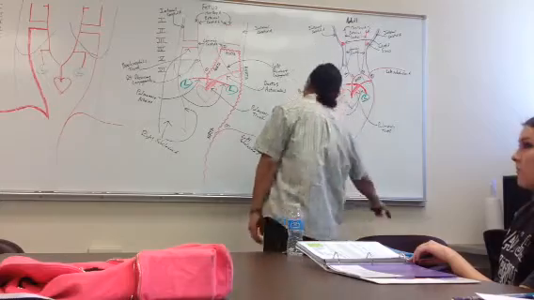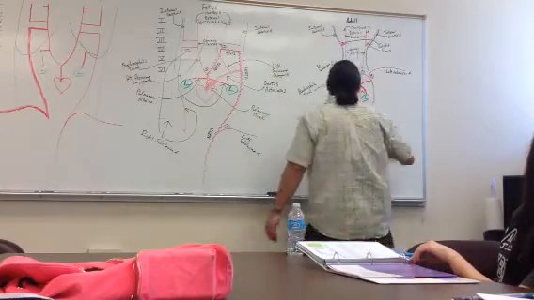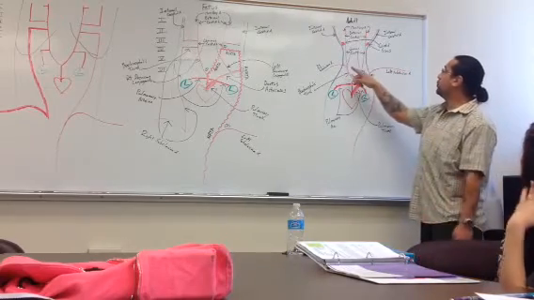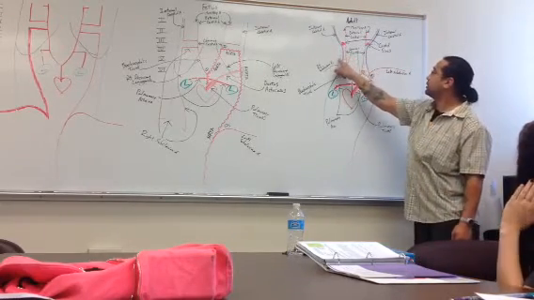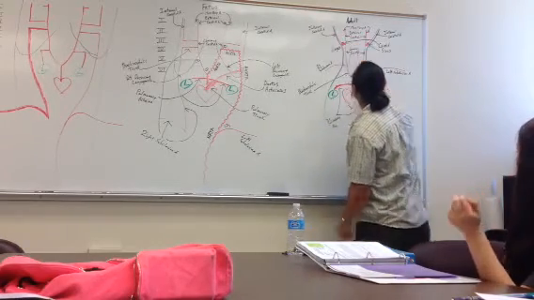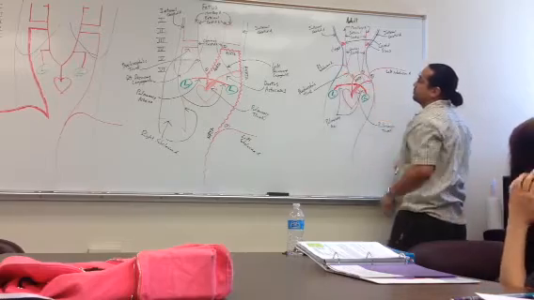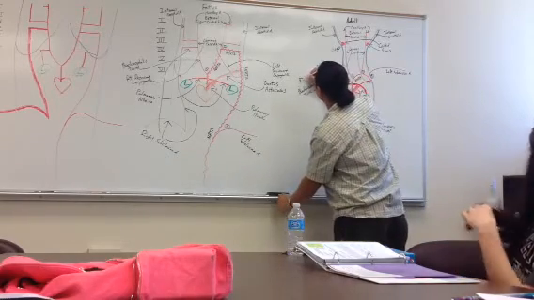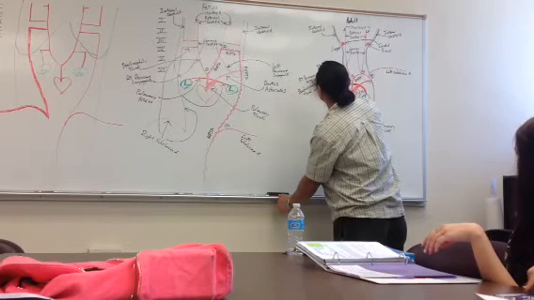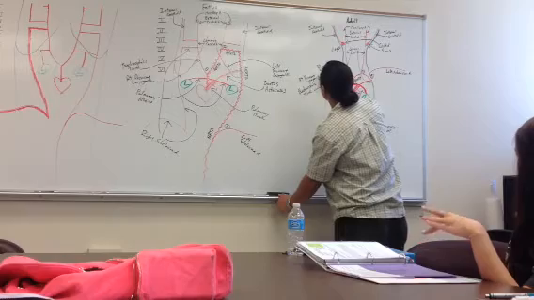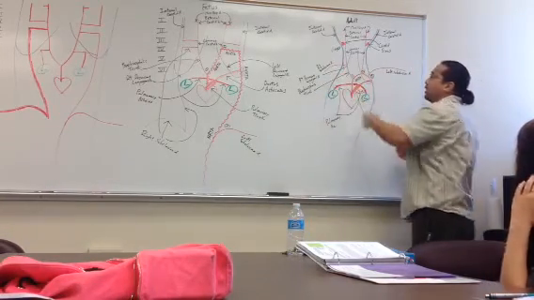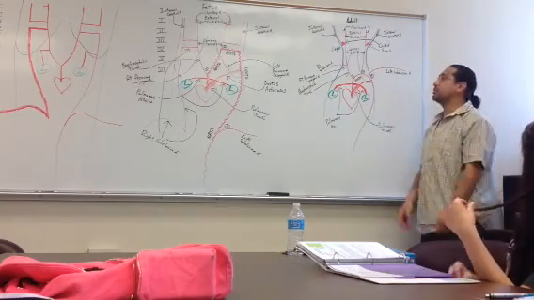All right, now, first branch, second branch, third branch, right? And what do we have right here? What's this? And what's this right here? And what is the right recurrent laryngeal hooking around? Hooking around the right subclavian.